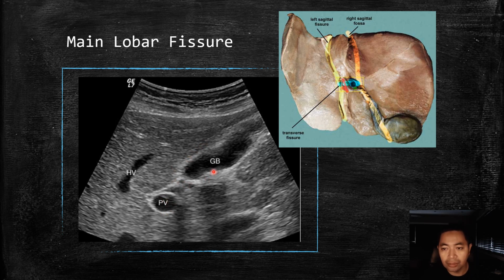It can be used to identify the gallbladder and differentiate it from other anechoic structures like the hepatic vein, portal vein, and the inferior vena cava.